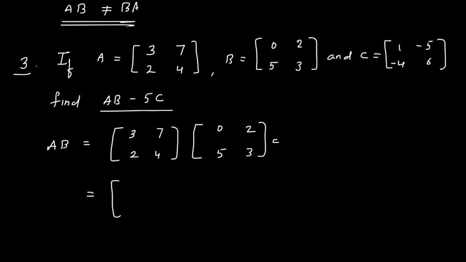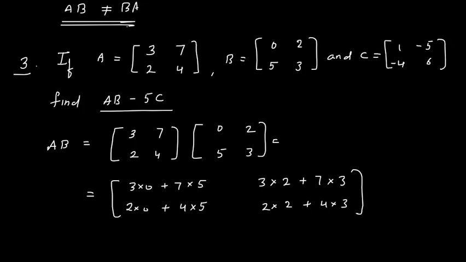3 into 0 plus 7 into 5. Okay, then here you get 3 into 2 plus 7 into 3. In second row you get 2 into 0 plus 4 into 5, and here it is 2 into 2 plus 4 into 3. Yes, is it clear? First row, first column, first row, second column, second row, first column, second row, second column. That will give me multiplication.